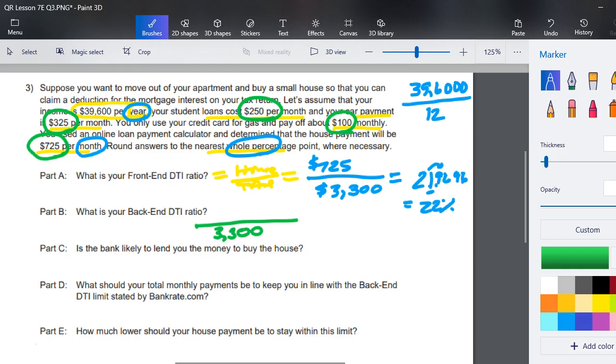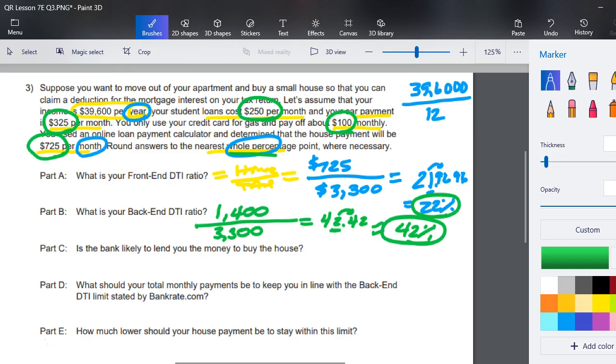I must have hit a wrong number because there's not a 2. I ended up with 1402. Let's try this again. $250 plus $325 plus $100 plus $725. Oh, much better. I ended up with $1,400. When I divide by the 3,300 and multiply by 100, and they want me to round to the nearest whole percentage, I've got 42.42 on my screen. So to the nearest whole percentage, I'm looking at 42%. So my front end DTI is at 22%, my back end DTI is 42%.